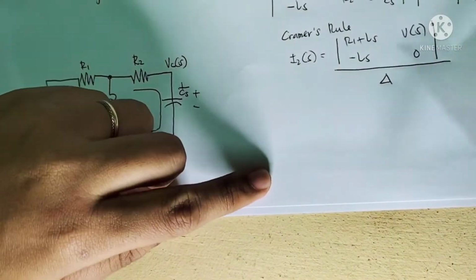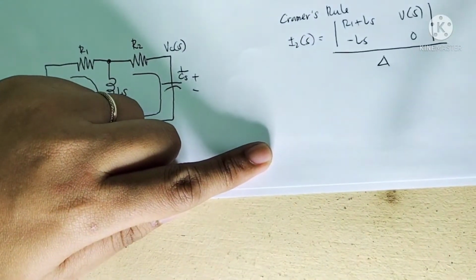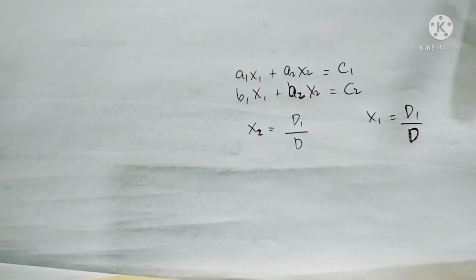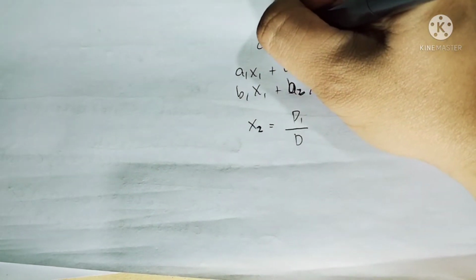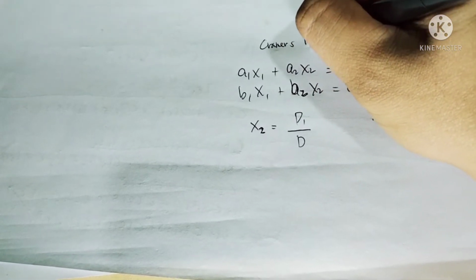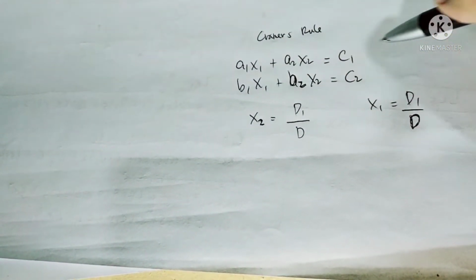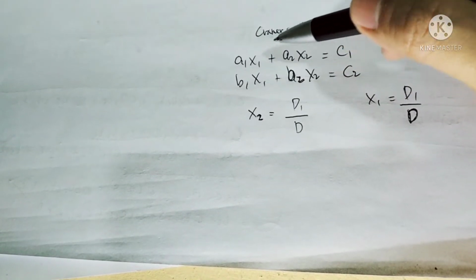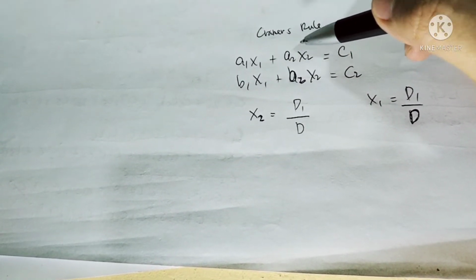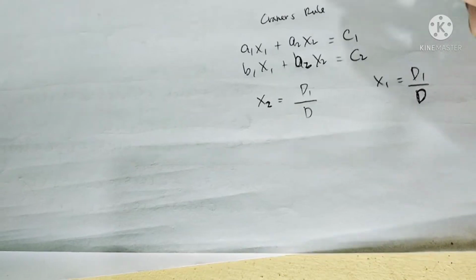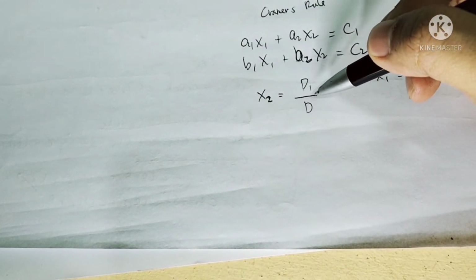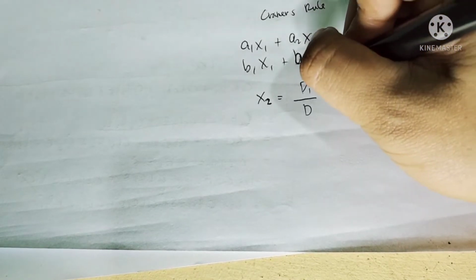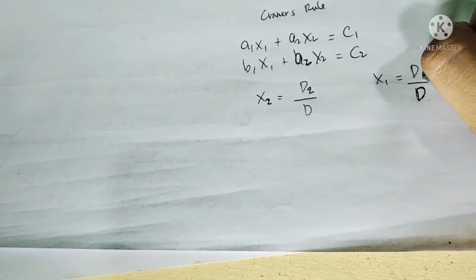Just a quick review of Cramer's rule. If you have two equations, a sub 1, a sub 2, and you have two unknowns, x1 and x2, then x2 is equal to d sub 2 over d, and x sub 1 is equal to d sub 1 over d.